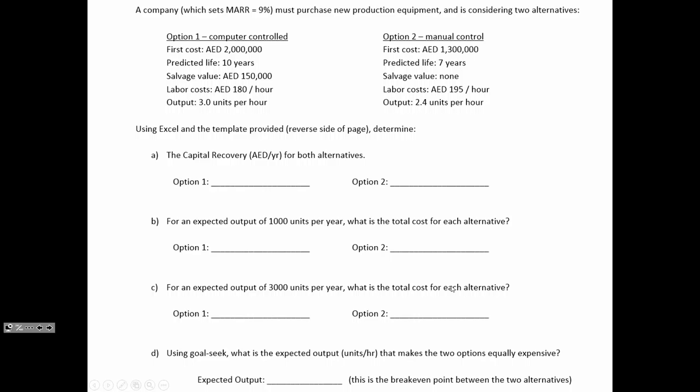All right, so the first step here in part A, capital recovery. Remember, that's the difference between the first cost and the salvage value. And you can find that by using the payment function and putting in both the present value and the future value in the same function. There's other ways to do it, but that's one that we've seen in class before.